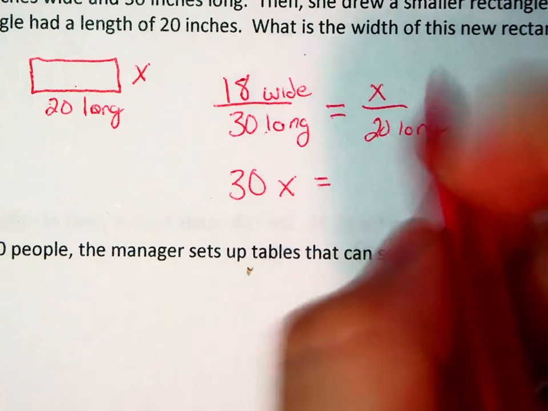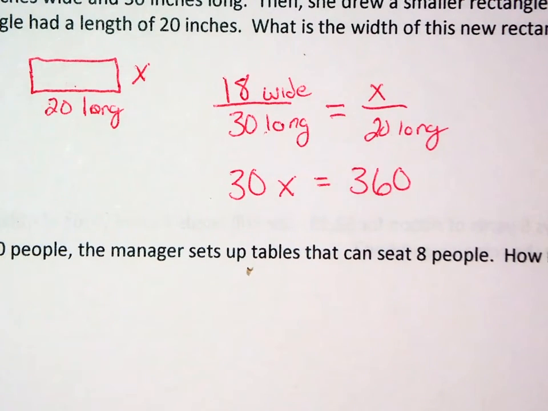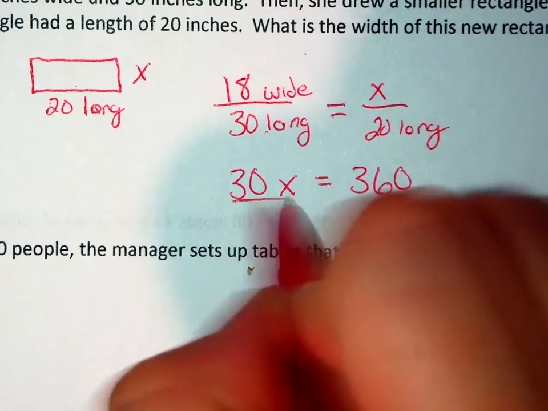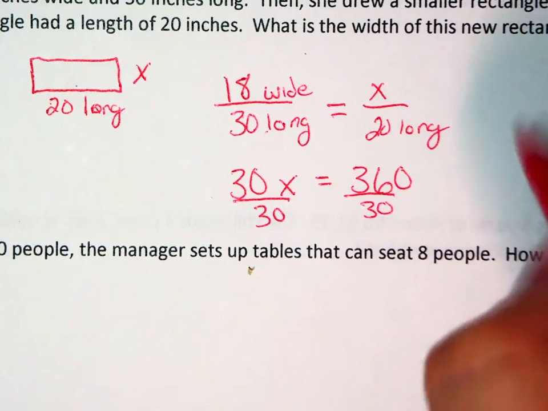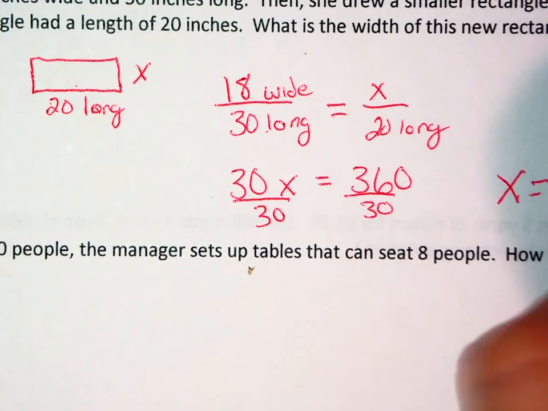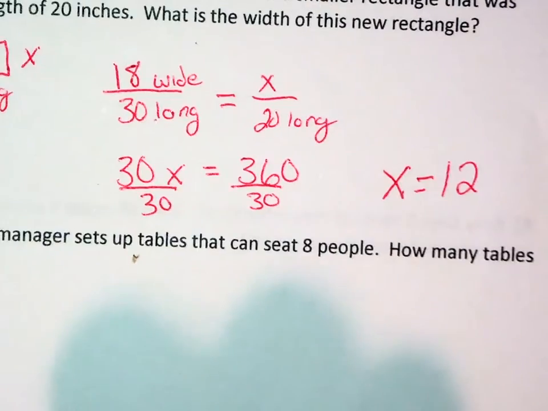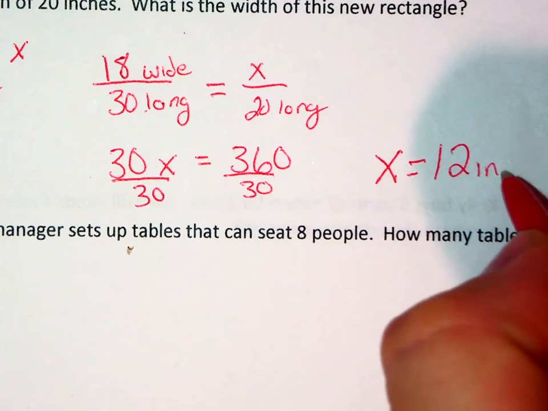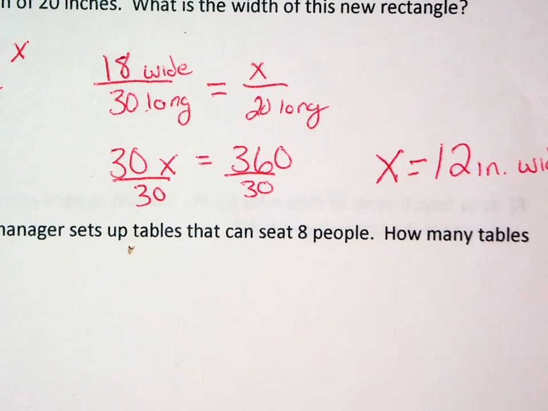X equals 360. And then we divide both sides by 30. And my value for x would equal 12. Well, again, we want to know what 12 represents. 12 was how many inches wide my smaller rectangle would be.